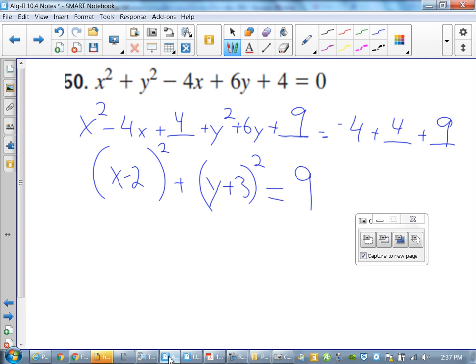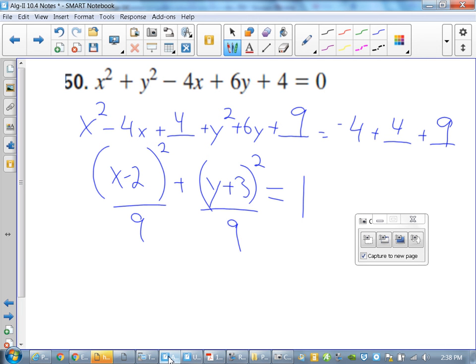Which conic is that? In order to set it equal to 1, what would you do? Divide by 9. You divide both sides by 9, you get this over 9, this over 9 equals 1. You get x minus 2 squared plus y plus 3 squared. It's a circle. It's a circle centered at 2, negative 3 with a radius of 3. A and B are the same. If A and B are the same, it's a circle.